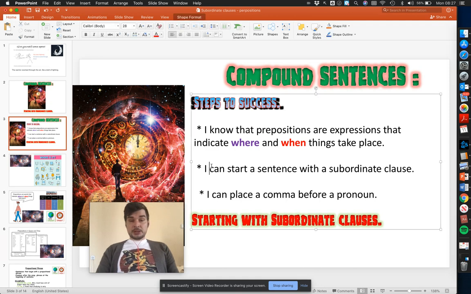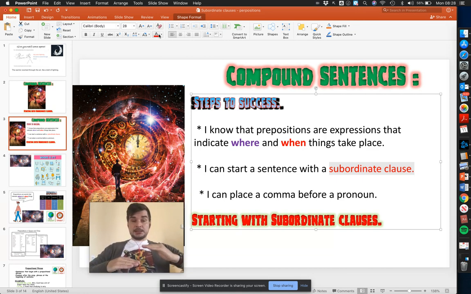So we are going to start a sentence with a subordinate clause. Subordinate clause is a part of a sentence that doesn't have a noun. Subordinate clause, no noun. Subordinate clause doesn't have a... If you said noun, that's the correct answer. It doesn't have a noun, so it can't stand on its own.